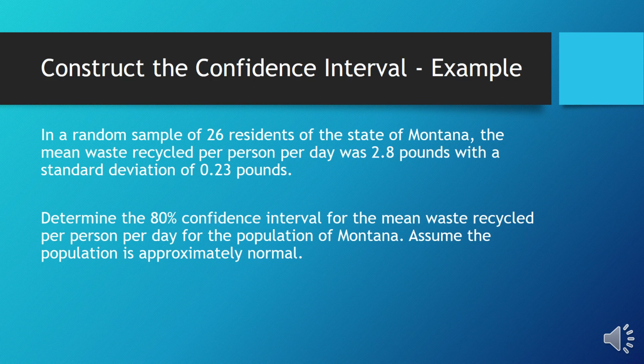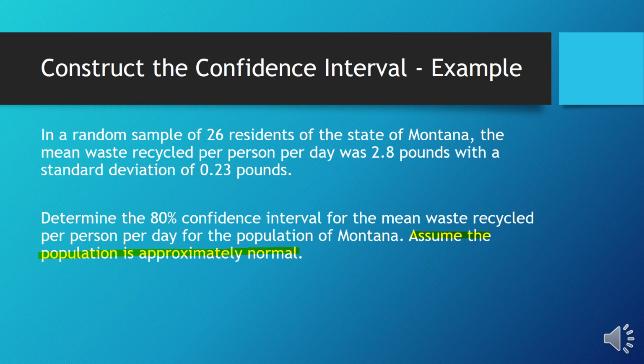It says determine the 80% confidence interval for the mean waste recycled per person per day for the population of Montana. Assume the population is approximately normal. So that is an important point here. Assume the population is approximately normal.